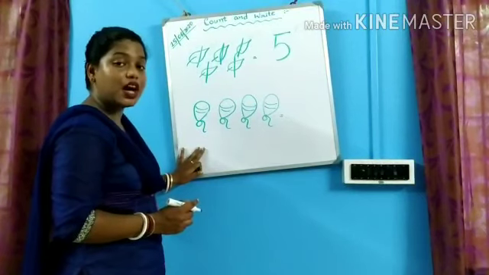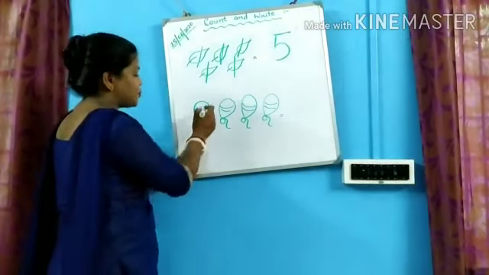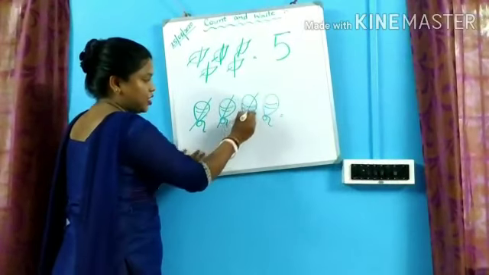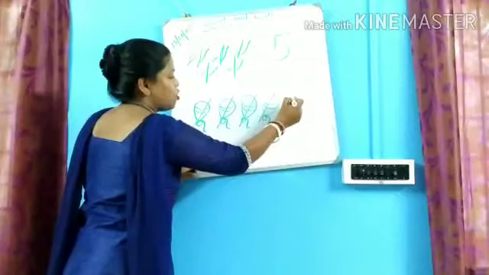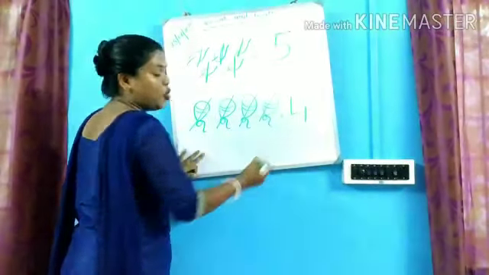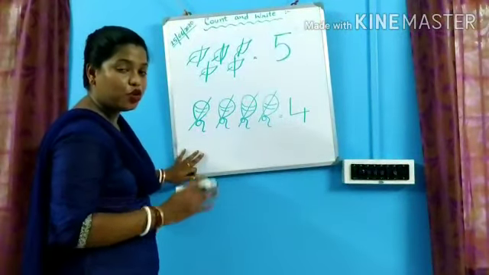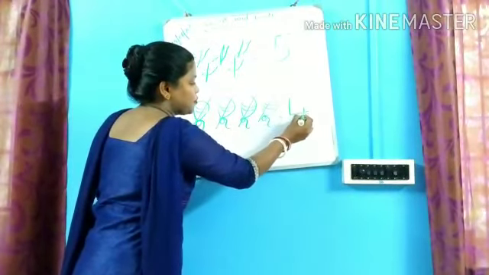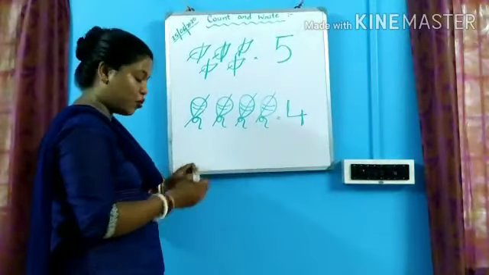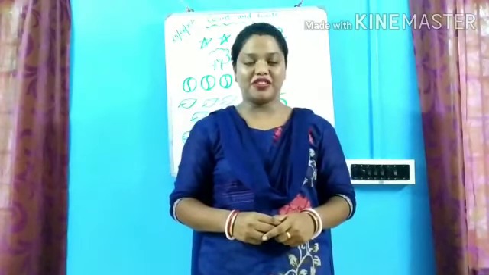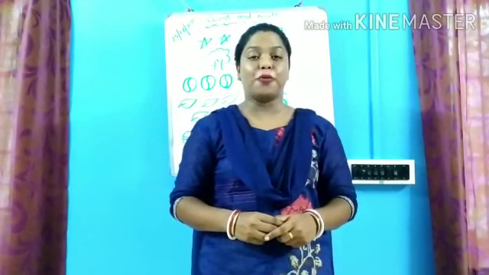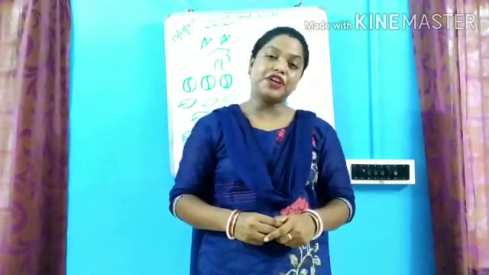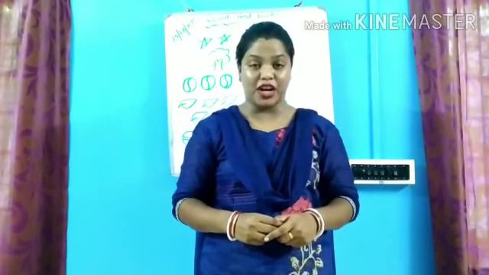These are balloons. One, two, three, four. How many balloons? Four balloons. Okay? So children, you had revised from the identification of number 1 to the identification of number 5, right?